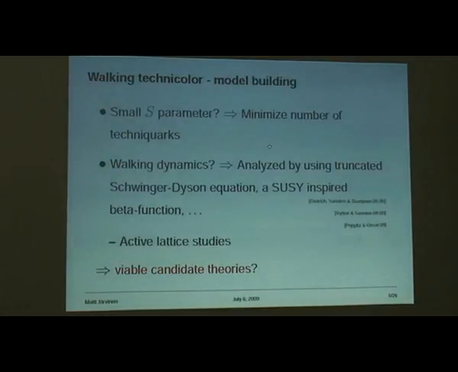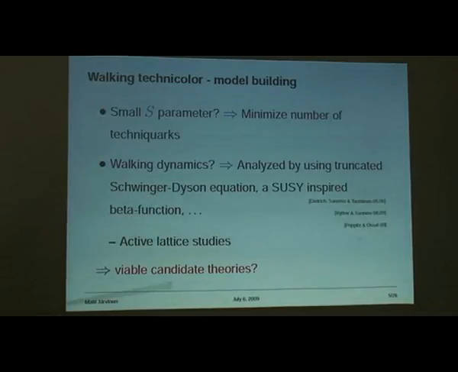Okay, so then I should discuss how you actually find these theories, or specific models, which could be walking and have small contributions to the electroweak precision parameters. So you want to have a low number of technifermions, and then you have to find a theory which is walking, or has a beta function which almost has an infrared fixed point at some critical coupling.